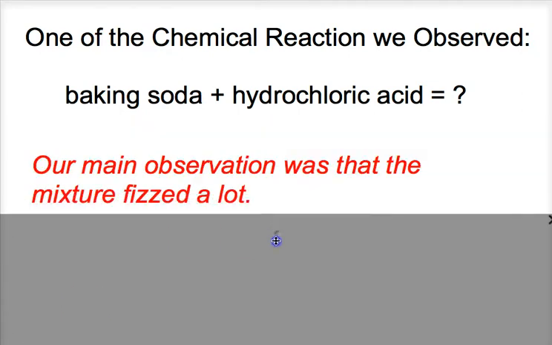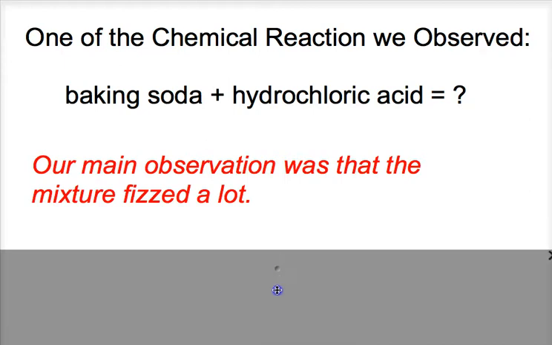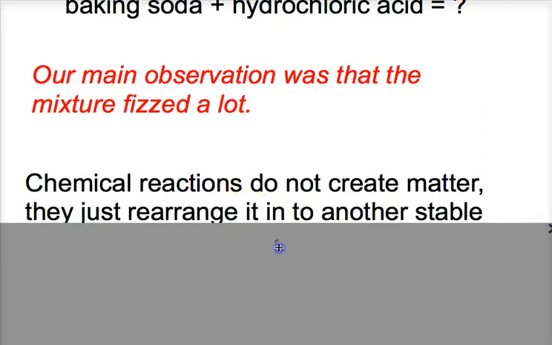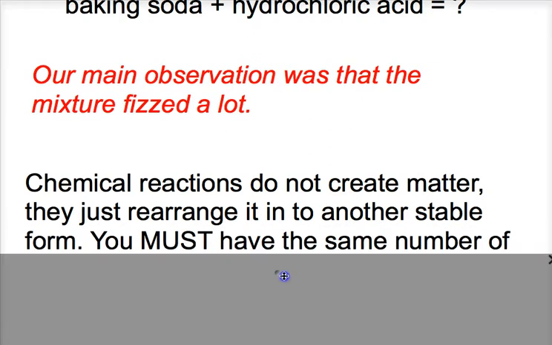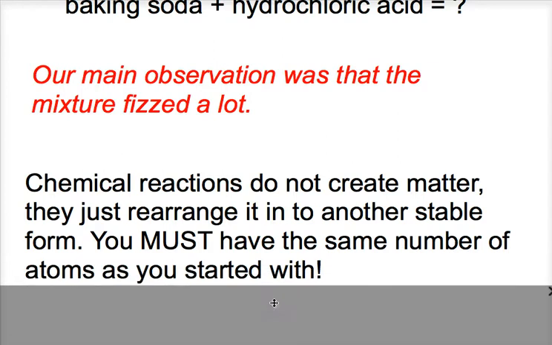Now, one of our main observations was that the mixture fizzed a lot. That's a good clue as to one of the products that is made. It's a gas. We're not sure what it is, but we know that one of the products is going to be a gas. It's important to remember that chemical reactions don't create matter, and they don't destroy matter, they just rearrange it into another stable form. In the products, you must have the same number of atoms that you started with.